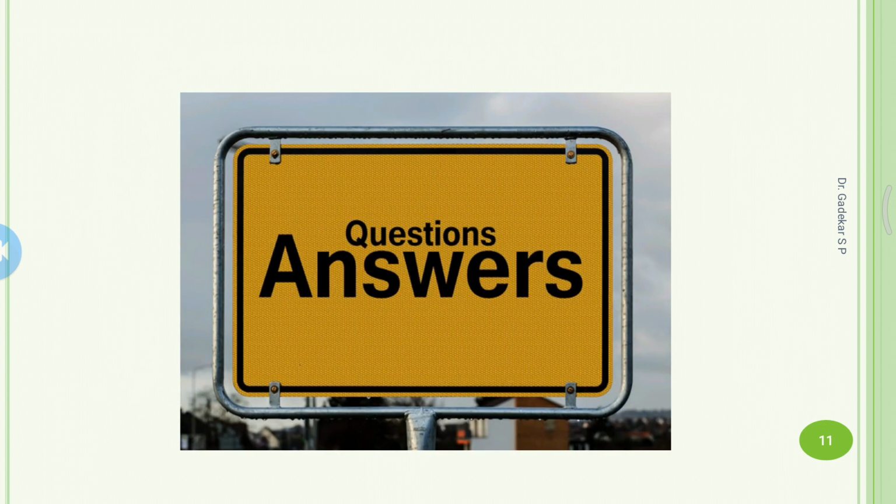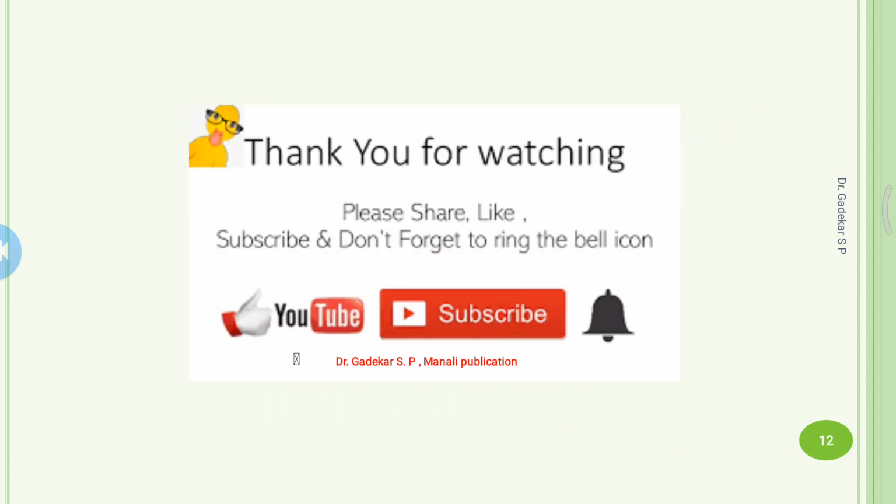So here is a question and answer. In the next lecture we will discuss different types of coupling, the role of spin coupling and then the coupling constant. These points we will discuss in the next lecture.